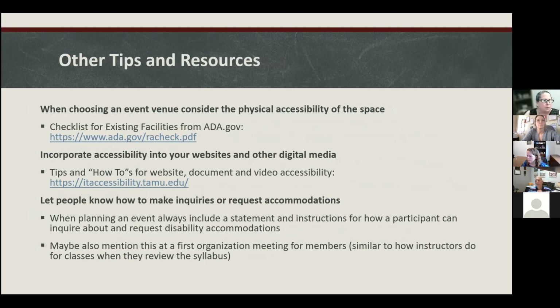What are the accessible bathrooms? Where is the accessible parking? What are the things you need to look at for the physical accessibility of the space you might be using? Think about how to do that. The IT accessibility website on campus has tips about how to do descriptions for graphics and how to properly do headings on your website. Very simple, good things.